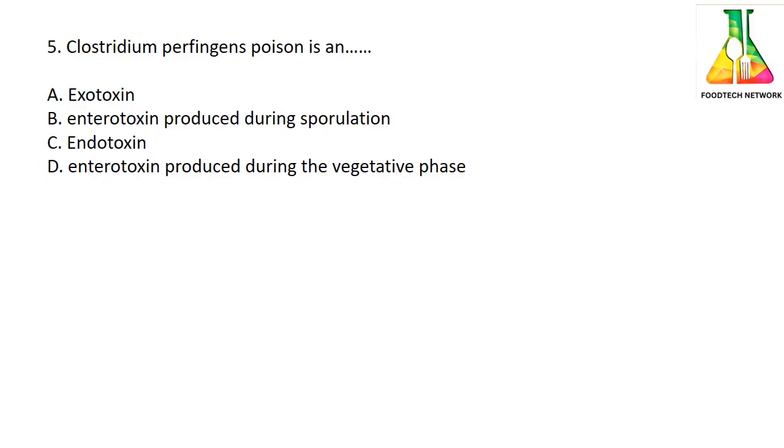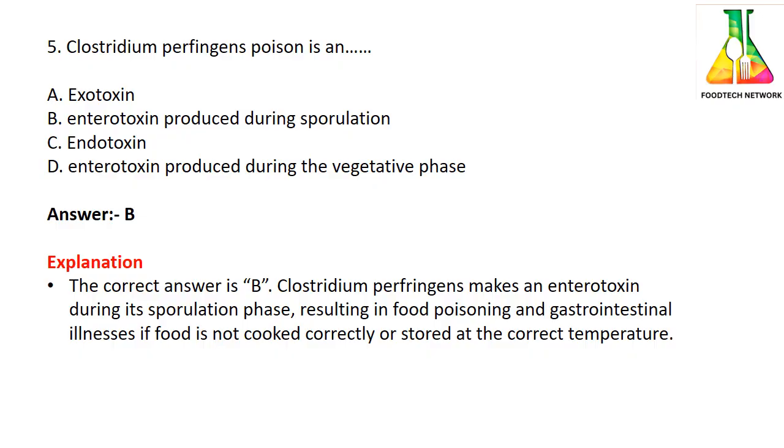Clostridium perfringens poison is an dash. Option A, exotoxin. Option B, enterotoxin produced during sporulation. Option C, endotoxin. And option D, enterotoxin produced during the vegetative phase. B, that is, Clostridium perfringens makes an enterotoxin during its sporulation phase, resulting in food poisoning and gastrointestinal illness if food is not properly cooked or stored at the required temperature.